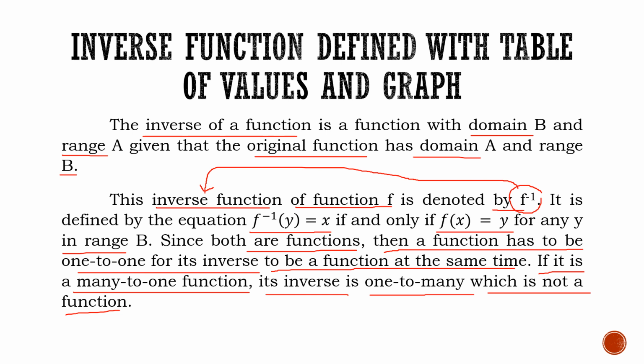If there is a repetition in your domain, or the same thing with your range, then these values will not represent a one-to-one function. There is no repetition of your values in your domain and your range once you are dealing with a one-to-one function. Again, a one-to-one function is the only function that has an inverse function.